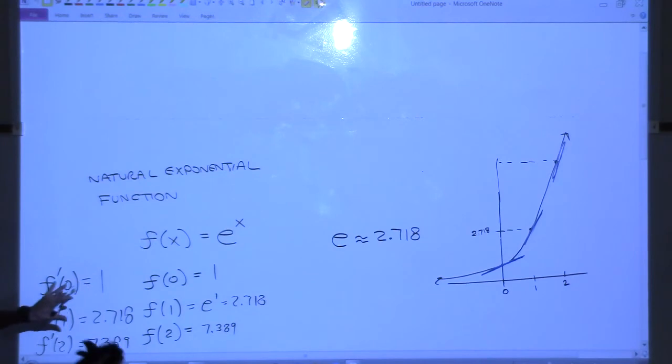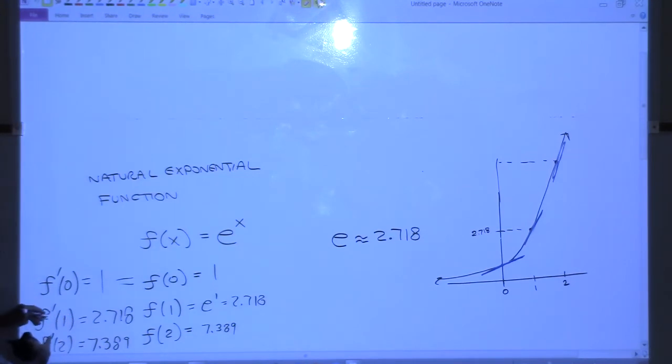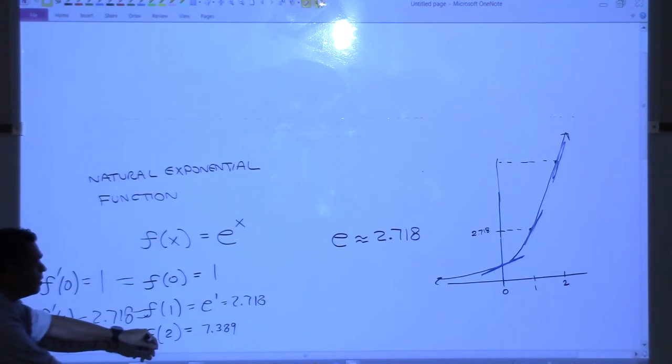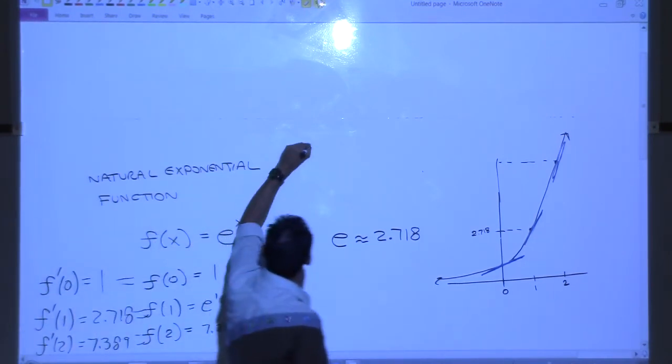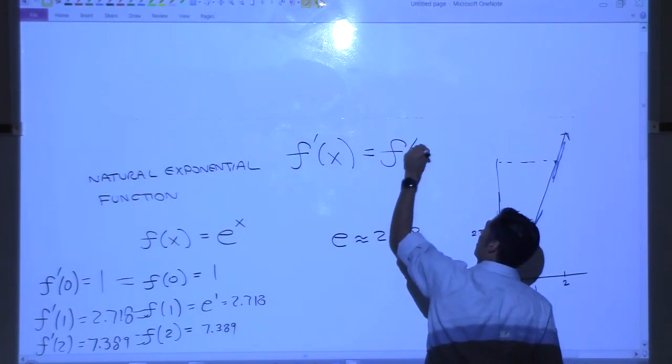Can't you from this just say, look, what we're saying is that the derivative at 0 is equal to the function at 0, right? The derivative at 1 is equal to the function at 1. The derivative at 2 is equal to the function at 2. In other words, the derivative is equal to the function itself.